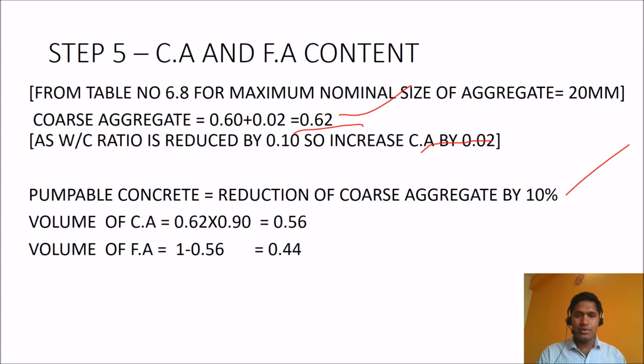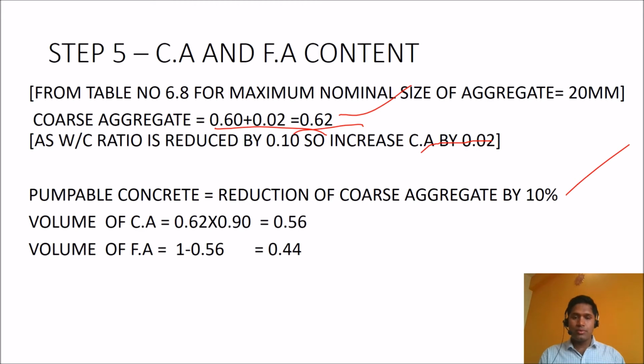This mechanism you need to understand during the calculation. This is very important. For every decrease in water cement ratio of 0.05 from a benchmark of 0.5, that is, if I reduce the water cement ratio from 0.5 to 0.45, I have to increase coarse aggregate by 0.01.